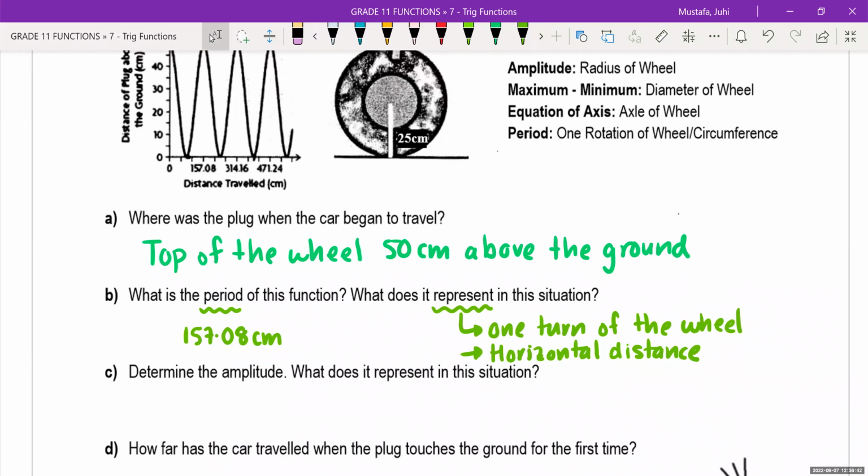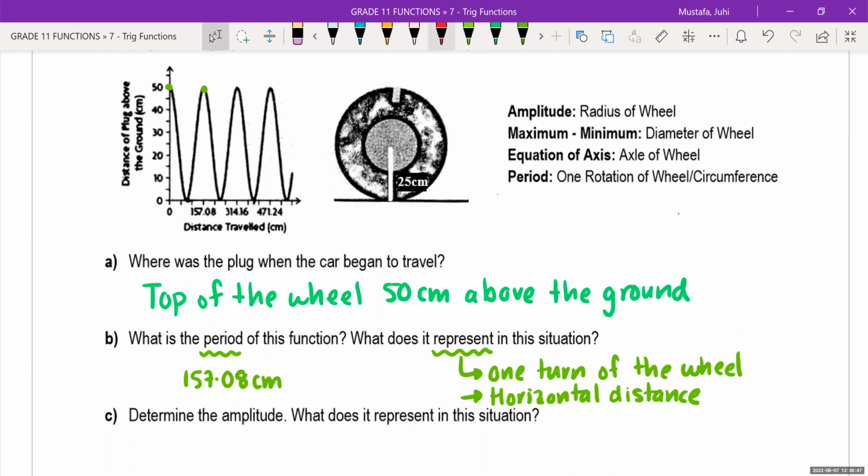Determine the amplitude. What does it represent in this situation? So in order for us to determine the amplitude, first we have to figure out the equation of axis. The minimum is 0, the maximum is 50. That means where's the midpoint here? 25. So we can actually go ahead and draw a dashed line at 25 centimeters. And then from 25 centimeters to the top or the bottom, how much have you traveled?